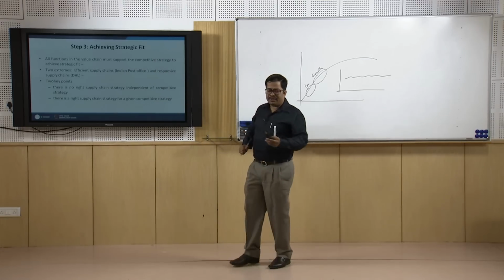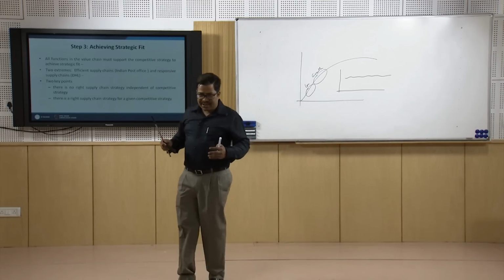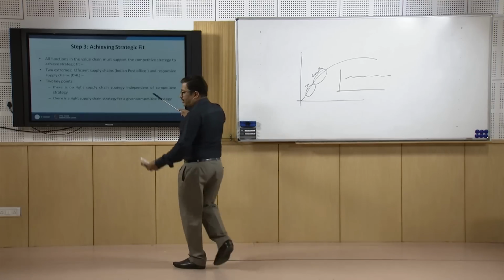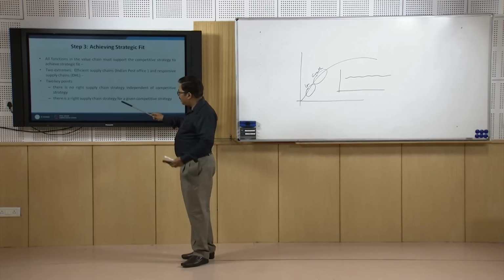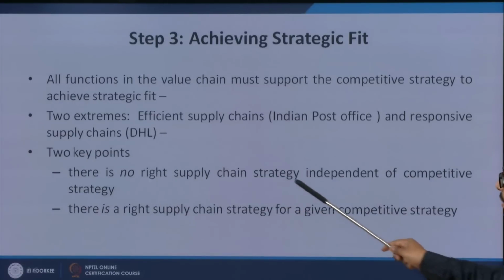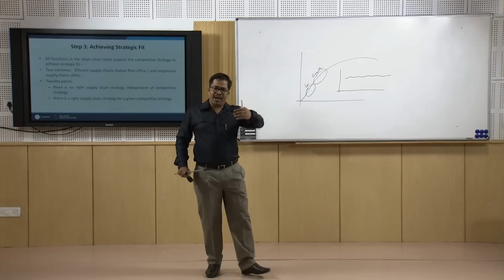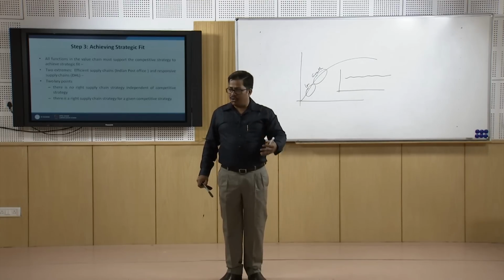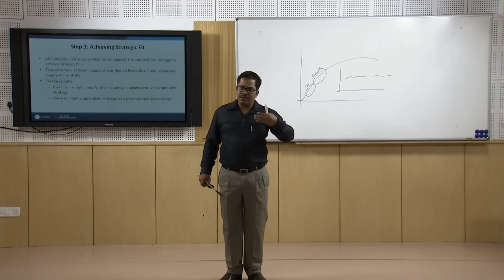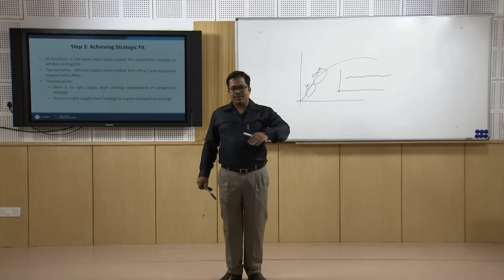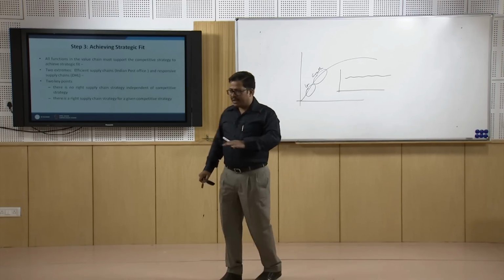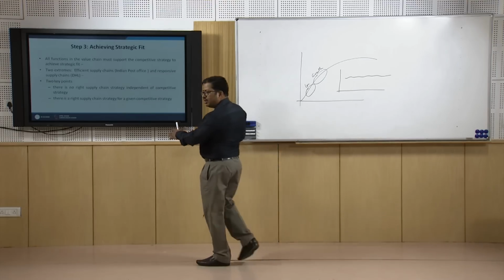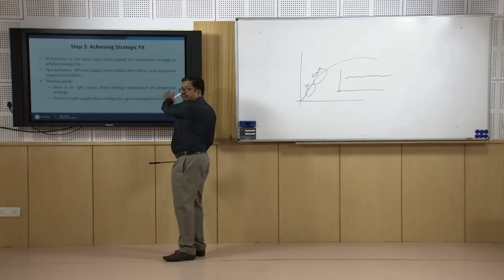Now, once we have understood the concept of this zone of strategic fit, there are two important takeaways from this whole discussion. First, there is no right supply chain strategy independent of competitive strategy. Competitive strategy I derive from my market, what type of product to which type of customer I am going to offer. So, the post office is looking as a welfare organization, so it is looking for a low cost market, and therefore, my supply chain has to follow this competitive strategy of the post office.